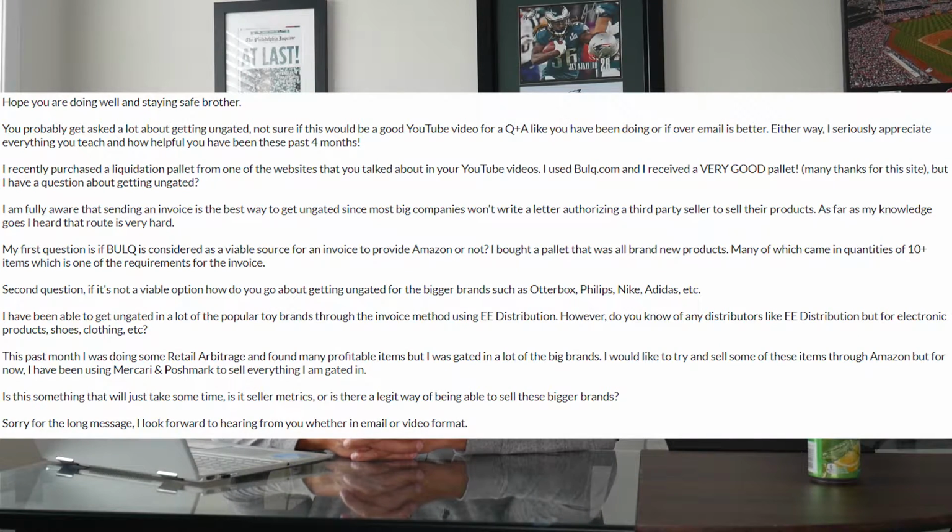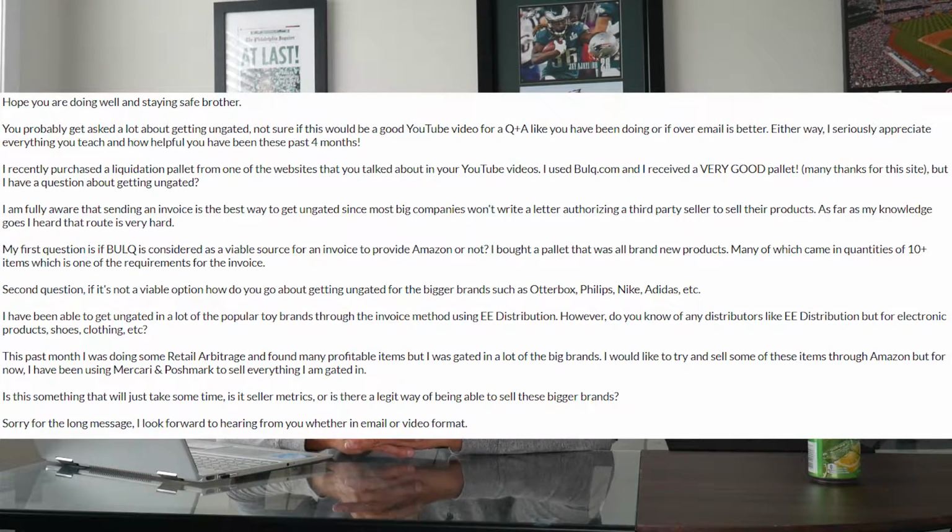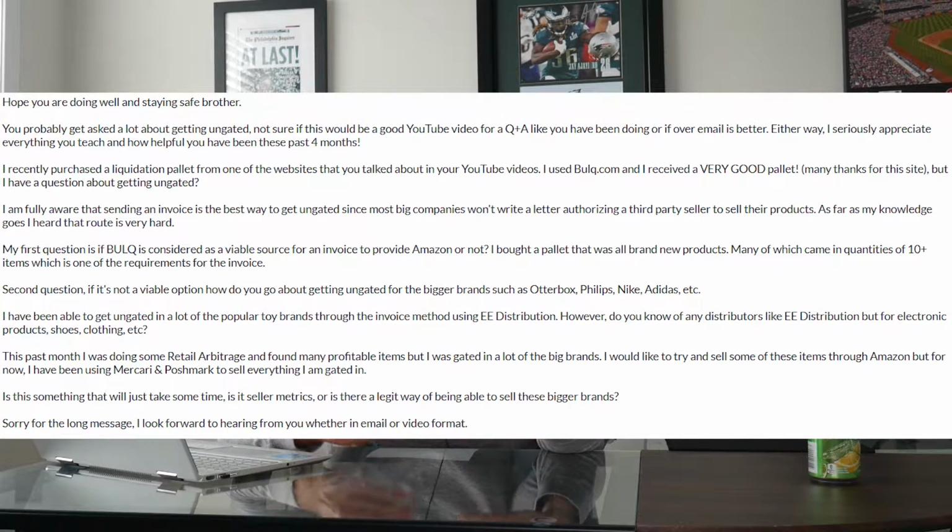He said he bought a pallet that was brand new products, many of which came in 10 plus quantity, like we just touched on, right? You need to order a brand or a product in 10 of that quantity or more in order to use that, and it has to be a reputable manufacturer, in order to use that invoice to get ungated on Amazon, okay? So he says he did order, and many of those came in 10 plus quantity of items, which is the requirement for the invoice that is accepted by Amazon, right?